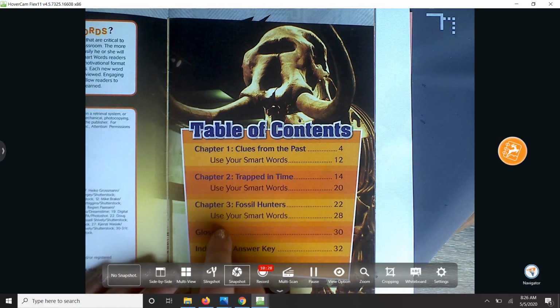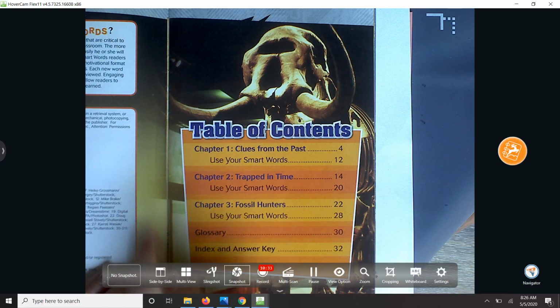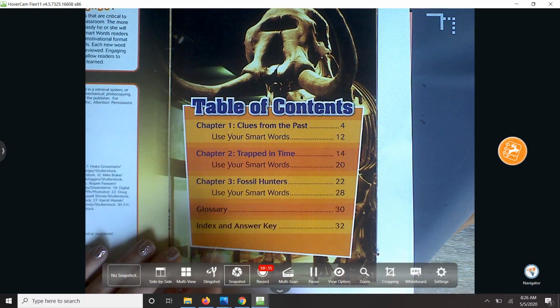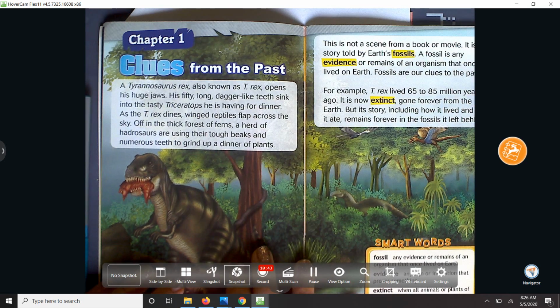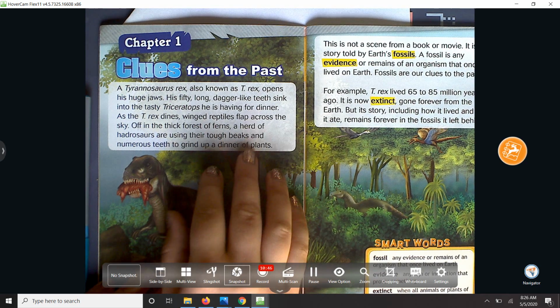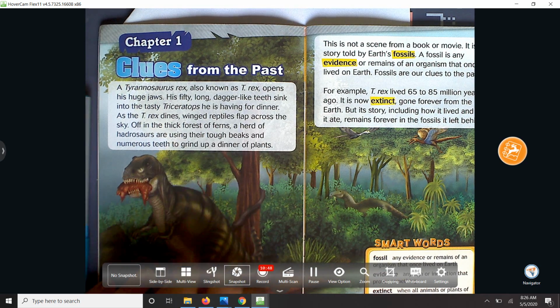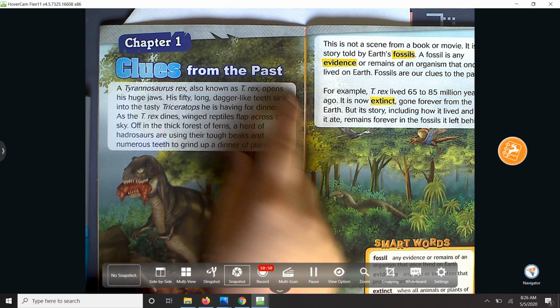They've made chapters. Your book's probably not going to be long enough for chapters, but if you have information, you could add it. We also notice in here, this book has a glossary, and it has an answer key. So let's see what those are about, because that might be something you want to put in your book. This one has probably more words than you're going to use, but we're going to read a couple of these anyways. Chapter 1, Clues from the Past.